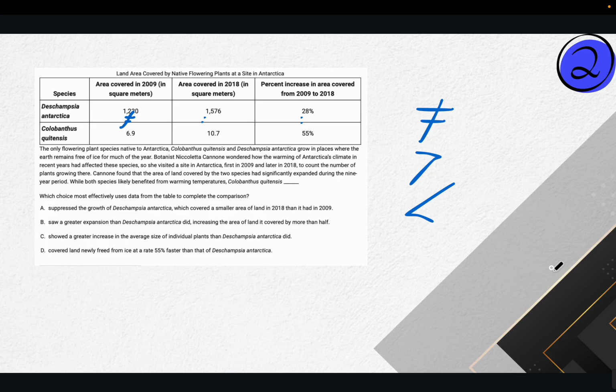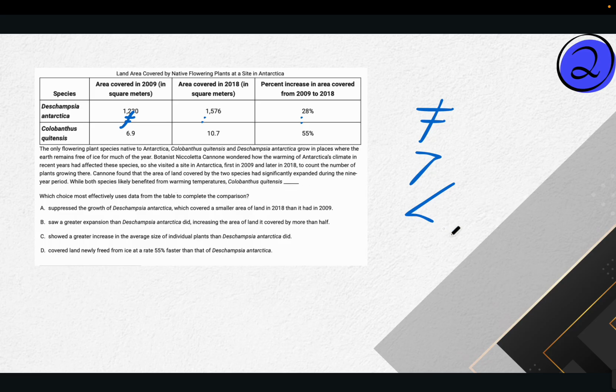In this question, just as I said a while ago, we basically have to compare when we see this type of table. Cannon found that the area of land covered by the two species had significantly expanded during the 9-year period, from 2009 to 2018. While both species likely benefited from warming temperatures, look at the percent in area covered.